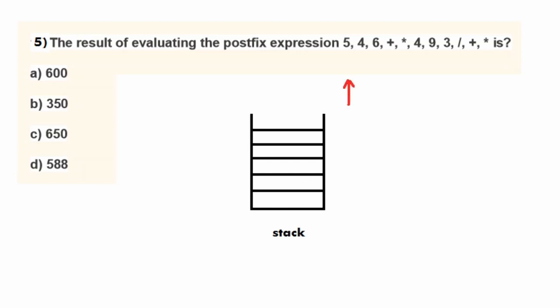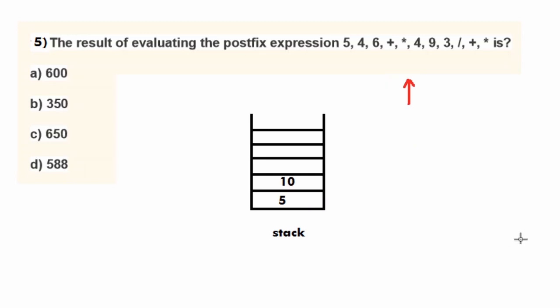So first of all we will put 5 in the stack, then we will put 4 in the stack, and with this we will also put 6 in the stack. But once we encounter an operator, which is plus here, we will take two elements from the stack and perform the operation of addition. So we will take 6 and 4 from the stack and add them. Adding 6 and 4 will give us 10. So now we will push 10 in the stack.